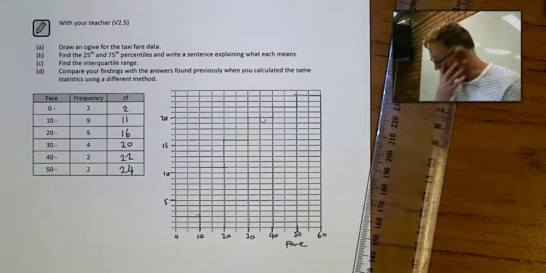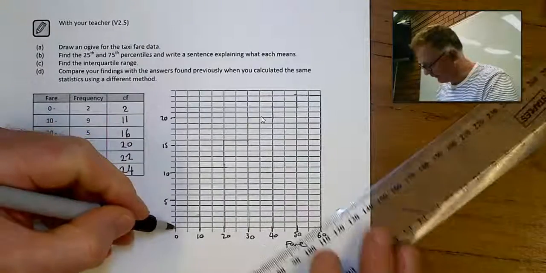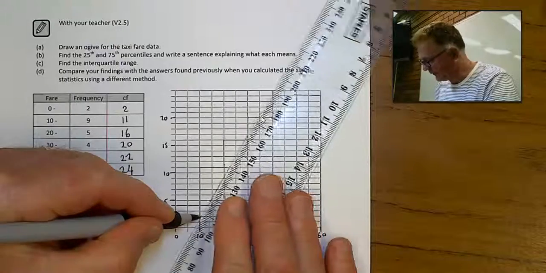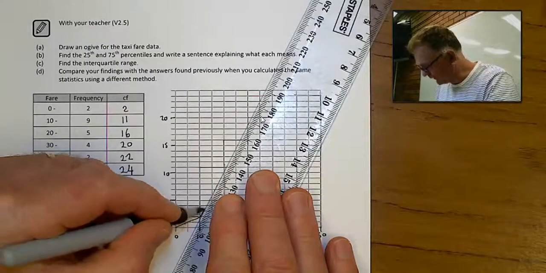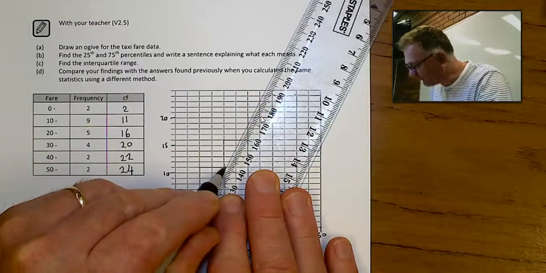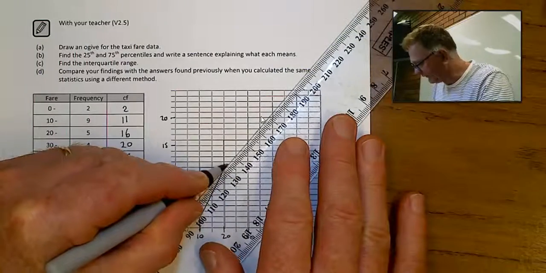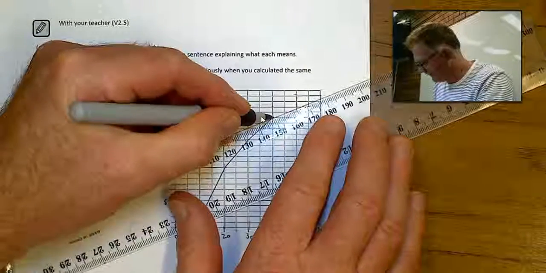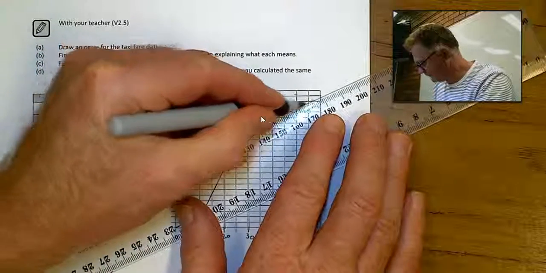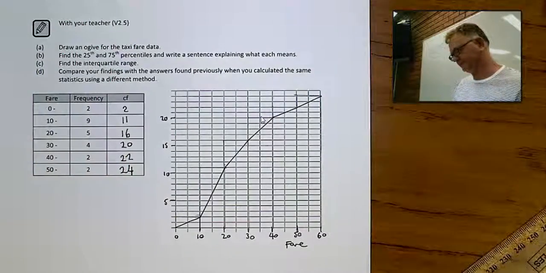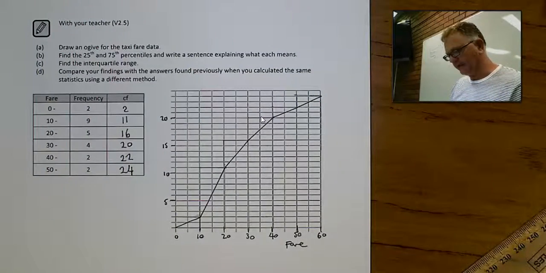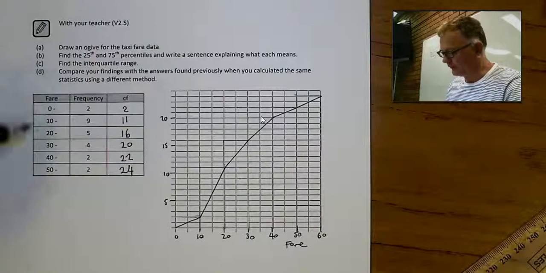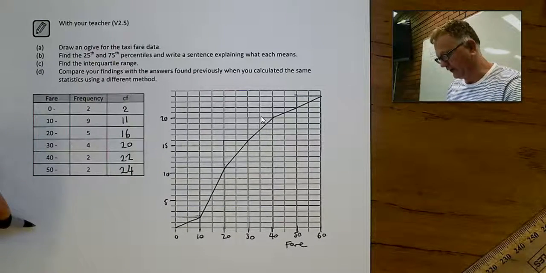Now, the ogive fits neatly inside there, so I just connect the starting point and then just keep on connecting to the top right hand corner of my cumulative frequency histogram. And there we have it. That's my ogive. Now I'm going to answer some questions. The first one is find the 25th and 75th percentiles.